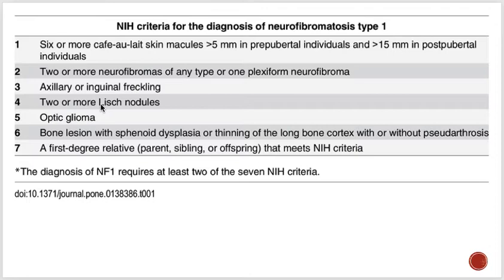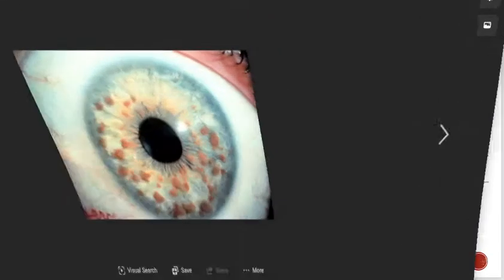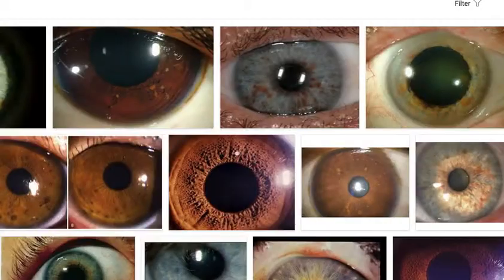This is how we diagnose neurofibromatosis type 1. Neurofibromatosis type 2, the incidence is very much less than type 1, but they have more tumors like bilateral vestibular schwannomas. And by the way, I'll show you that thing as well.